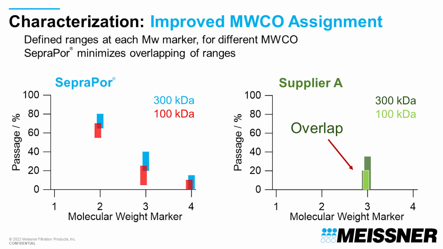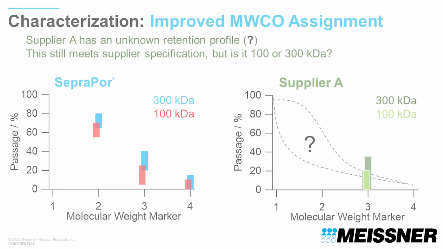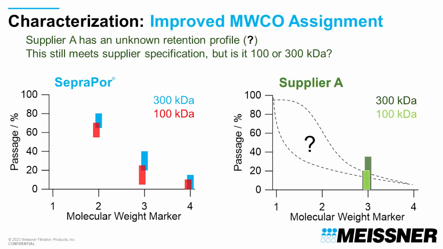Actually, there is sufficient overlap that it would be difficult to say if this was a 100 kilodalton or 300 kilodalton. Supplier A does not have a clear distinction between 100 and 300 kilodalton in this example, and the use of a single molecular weight marker does not provide additional information about the retention profile, which is how does the passage change with different molecular weight markers. Sepropore, on the other hand, has a clear retention profile based upon the passage behavior of 3 molecular weight markers.